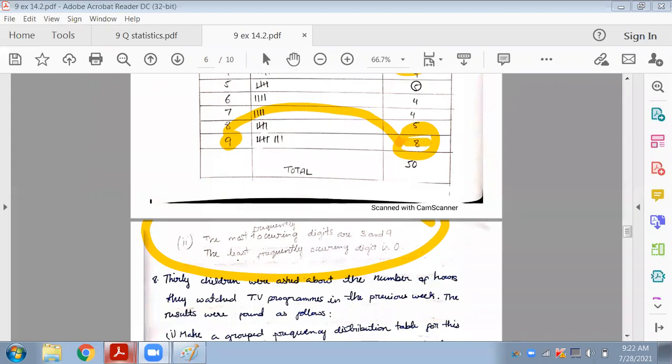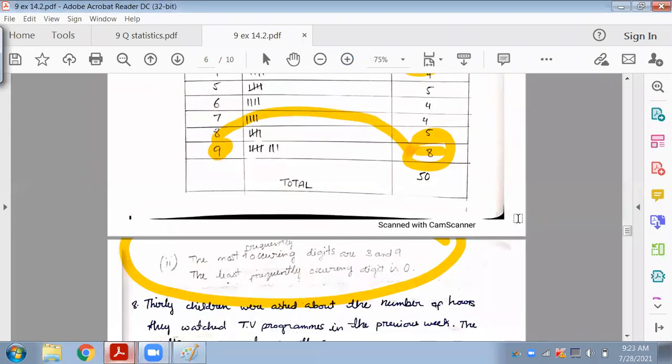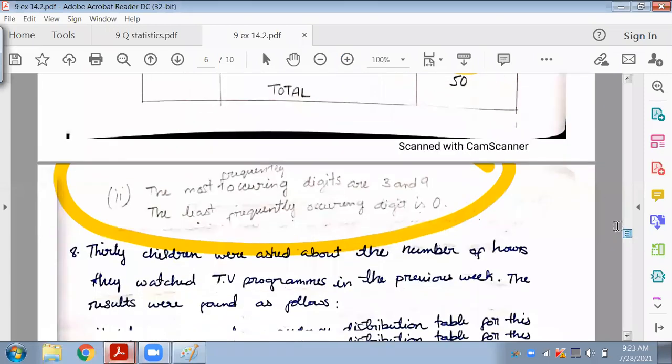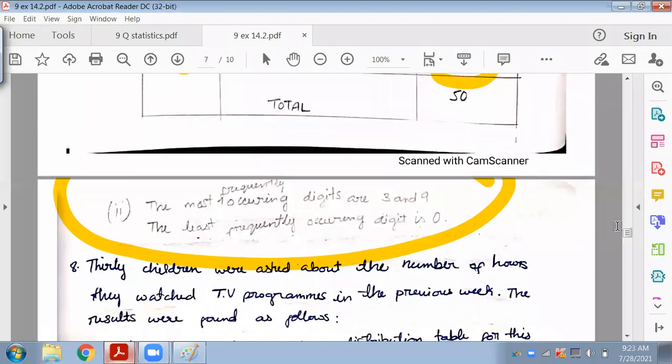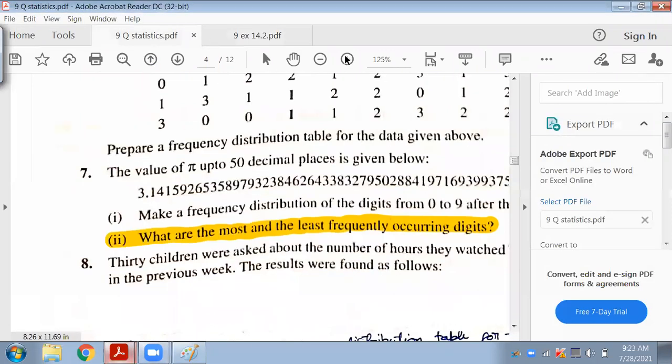Okay, after writing, you can raise your hand. Most frequently occurring digits are 3 and 9, and the least frequently occurring digit is 0. Okay, so it is understood, it is done. Then let's move to the next question.